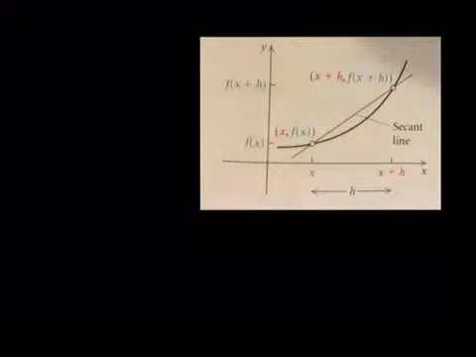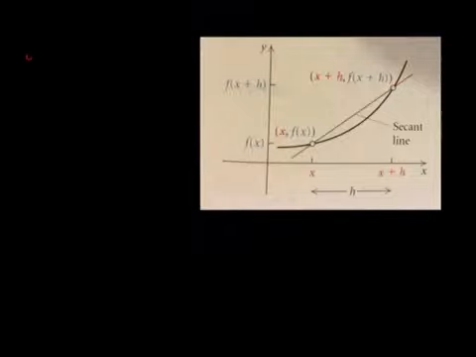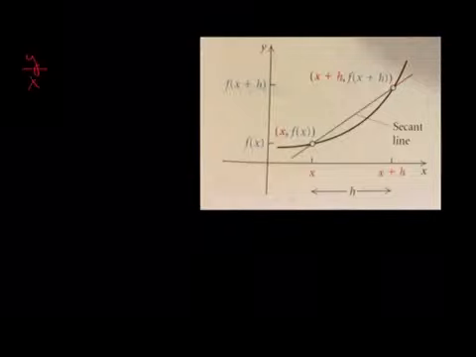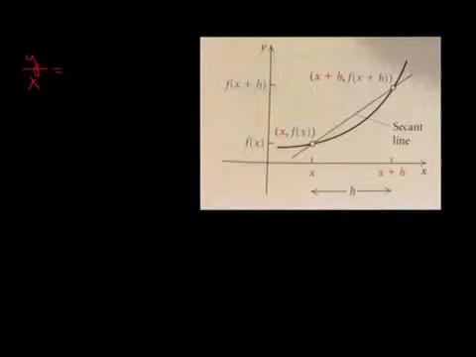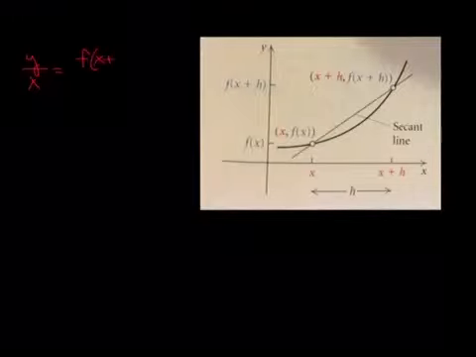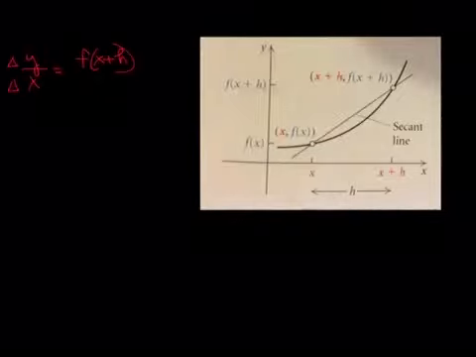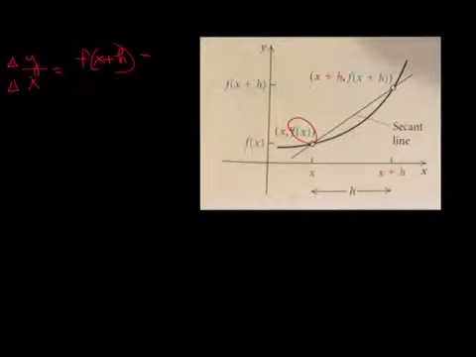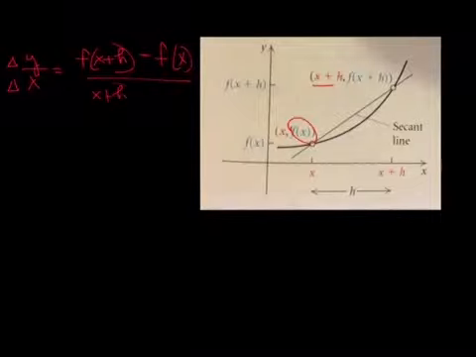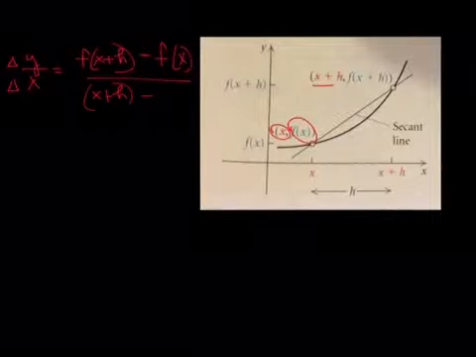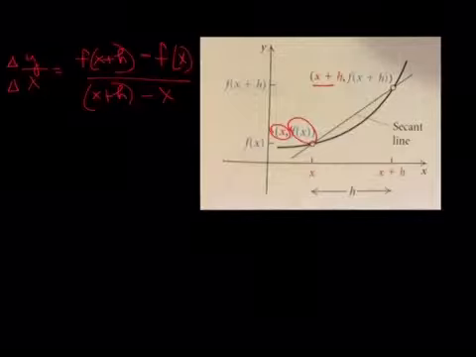Okay, so if I want to find the slope of this line here, what do I do? Y over x, right? Well, what is my y? My y is f of x plus h, okay? And my slope is really the difference of y over x, I'm sorry. So the difference, minus my y value there, all over my x value minus my x value. Okay, so that's my formula.